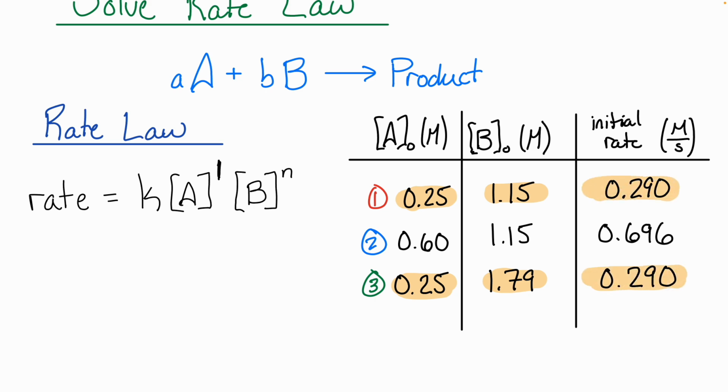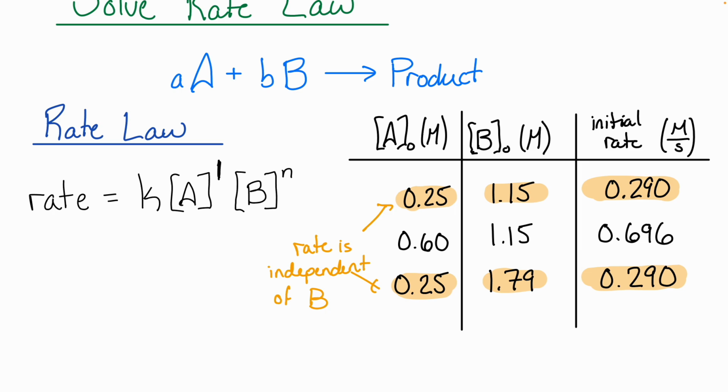I'm picking these two data points, data point 1 and data point 3. And what do we notice about the rates in both of these experiments? I got the exact same value, right? So what does that tell me here? That tells me that my rate is independent of B, right? No matter what I do to that concentration of B, it's not affecting the rate of that reaction.